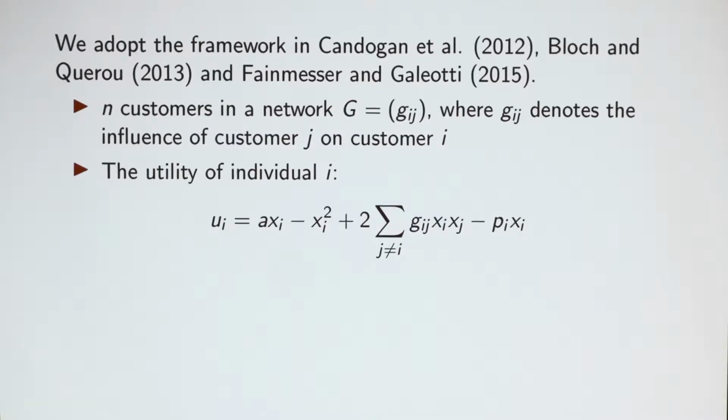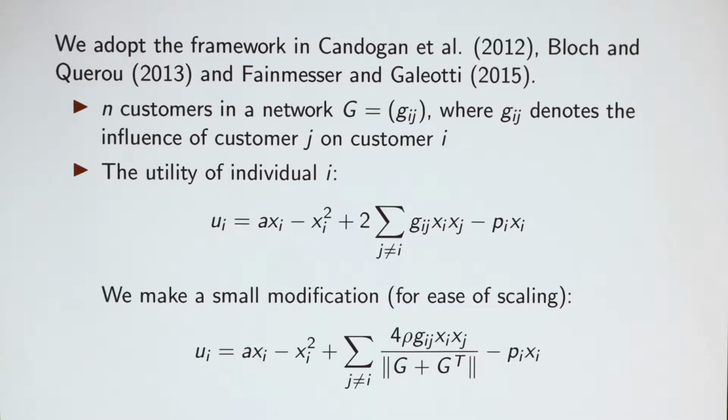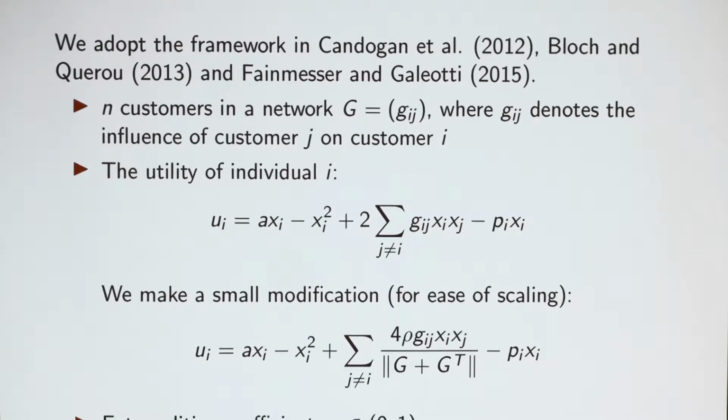Because we are interested in the setting of large random networks, we make a small modification to this utility function for the ease of scaling when we do some asymptotic analysis later on. We introduce a normalized term here. For these positive network externalities, we use the spectral norm of G plus G transpose to normalize it. And we also introduce this rho as the externality coefficient. Sorry, it is not displaying here, but we require this rho to be between 0 and 1.